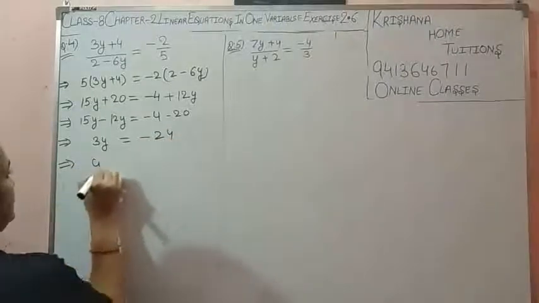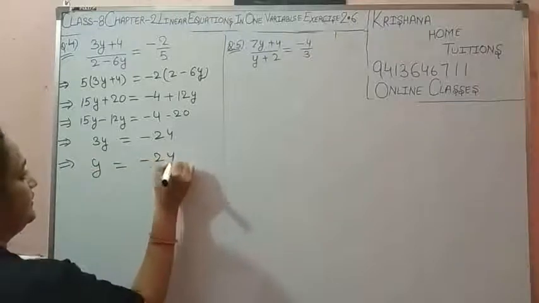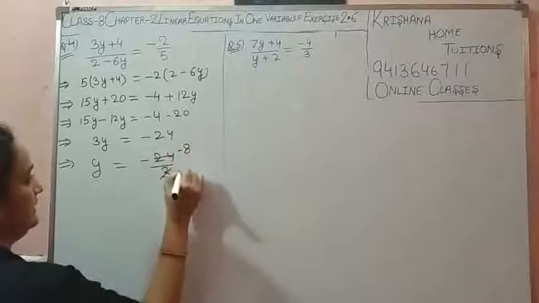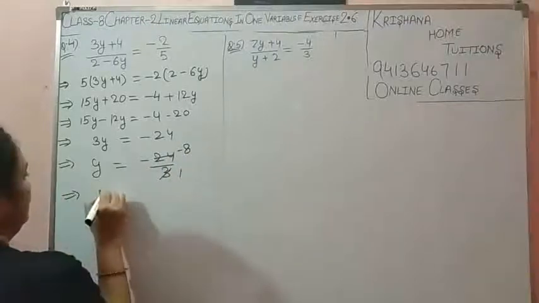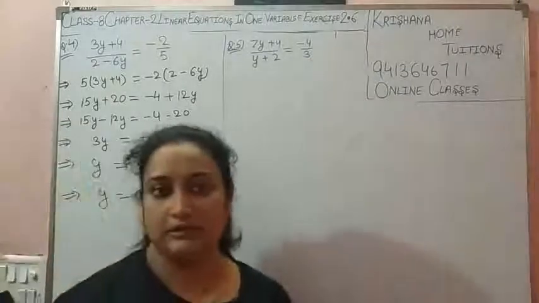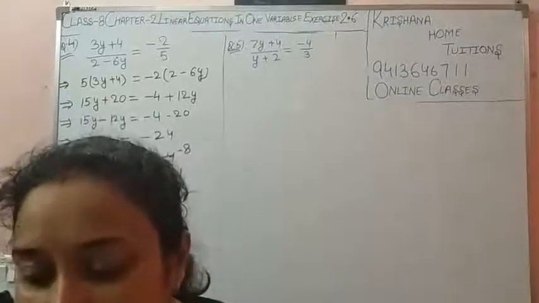So y is equal to minus 24 divided by 3. 3 eights are 24, it is divisible. y is equal to minus 8. Now come to the next question.